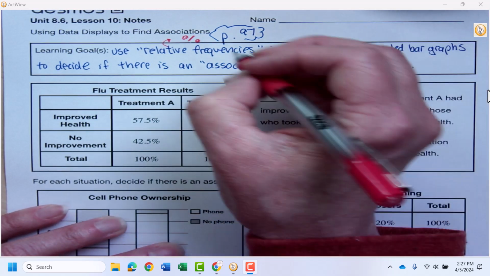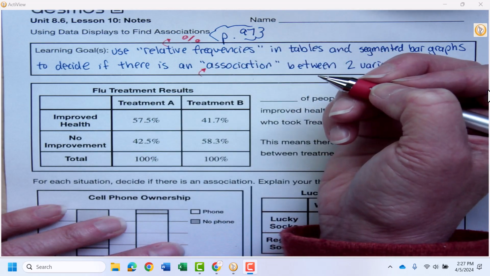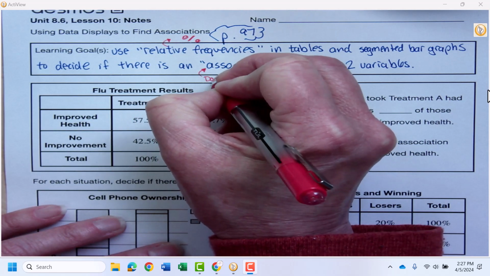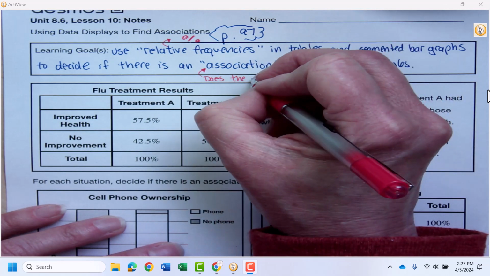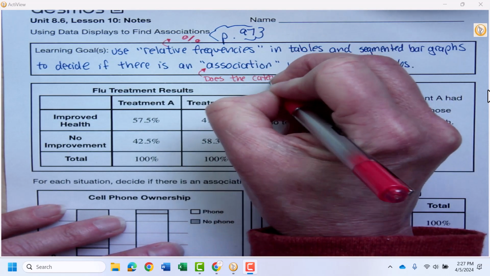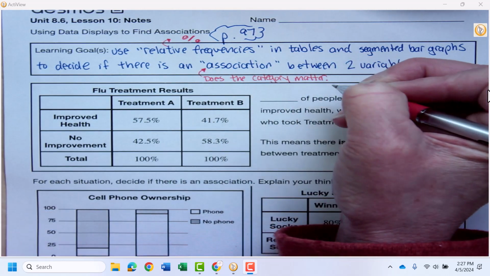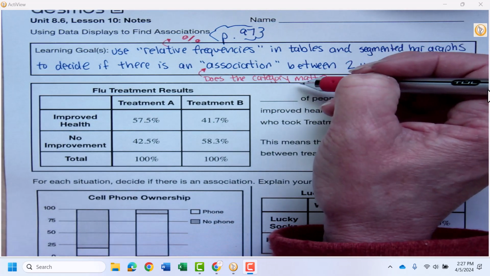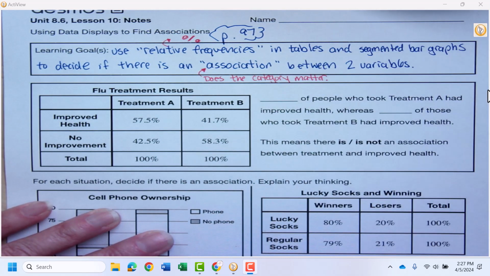Speaking of associations, when I ask you if there's an association between two variables, what I'm really asking, or what you should ask yourself, is does the category that we're talking about make a difference? Does it matter? For example, when you looked at the Titanic information in the Desmos lesson, does it matter whether you're a man or a woman when it comes to survival on the Titanic? Does the category matter? Is there an association between you being a man or woman and your survival?